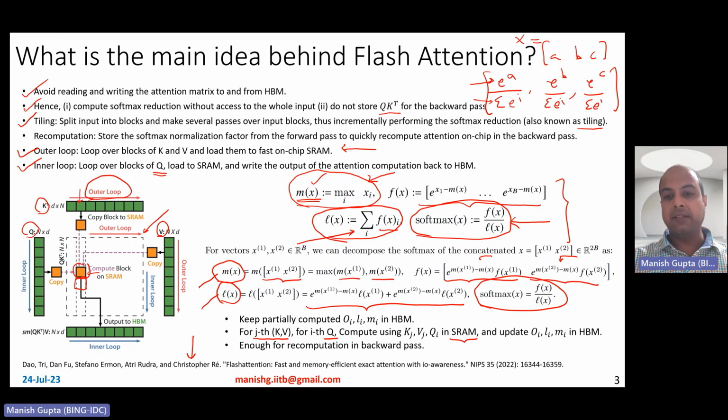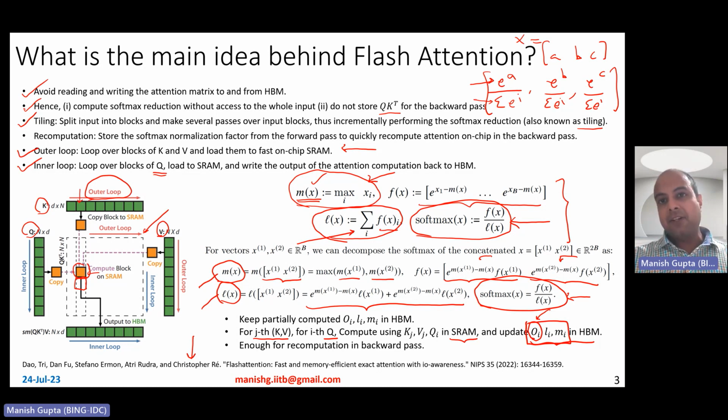Of course, after you've computed these, you also compute O using the local operations, with the local V that you have loaded. So essentially, you compute O, and then you write out O, L, and M back to HBM. You're not going to write out the entire QK transpose. QK transpose, remember, is very large, but O is much smaller. So you're going to read and write O several times between HBM and SRAM, but since O, L, and M are much smaller compared to QK transpose, this is way more efficient.